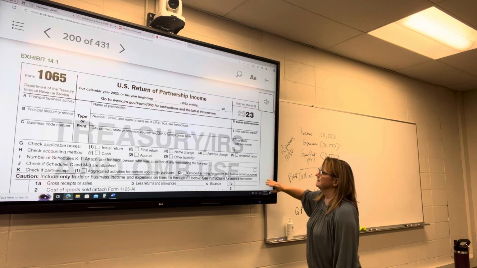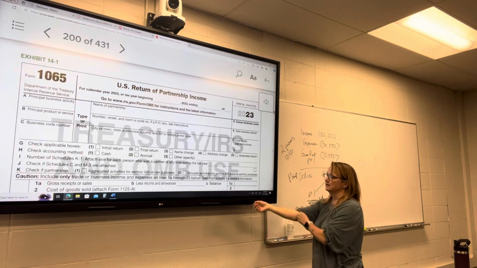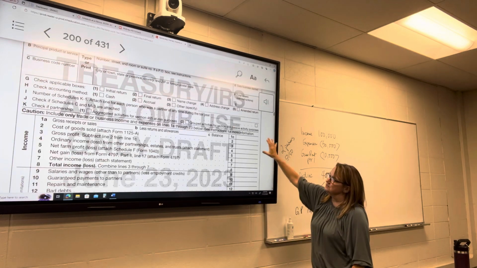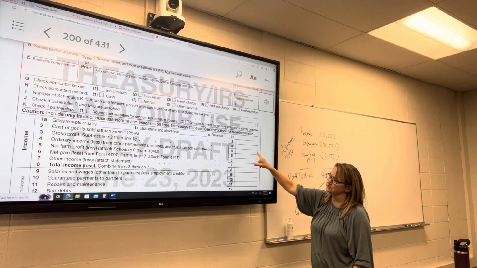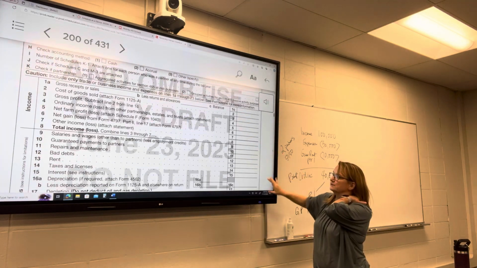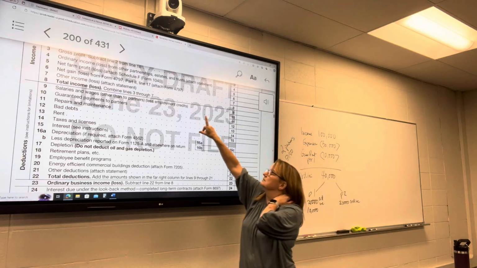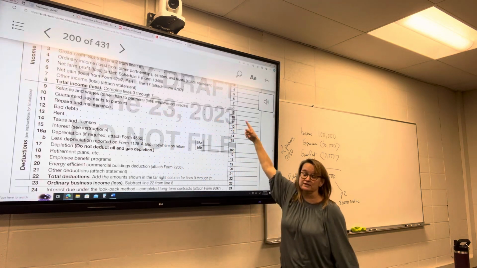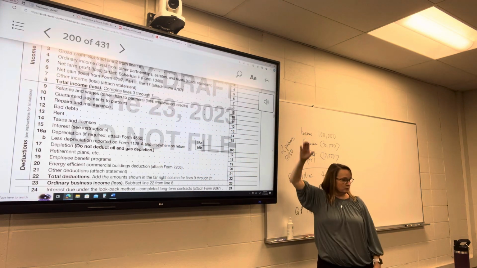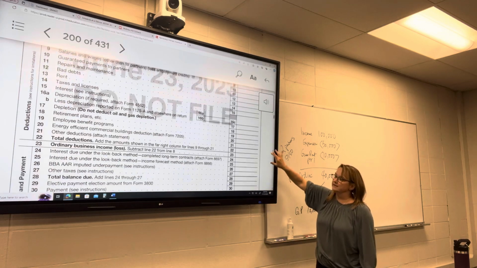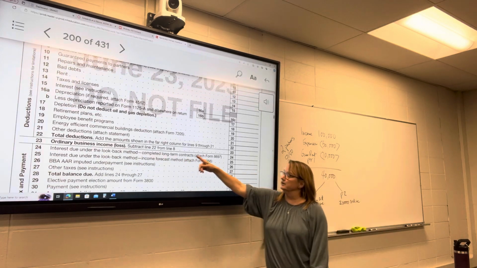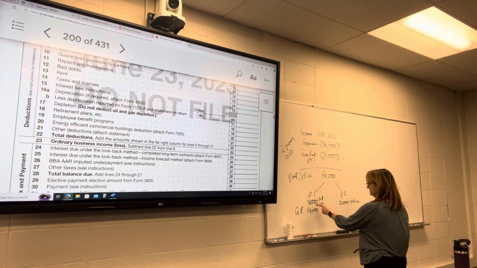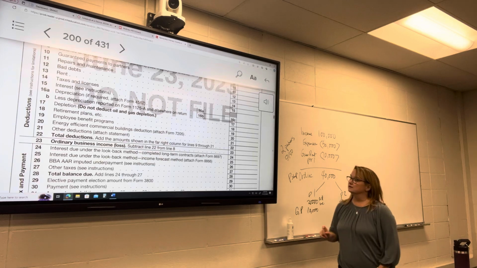This is what the 1065 looks like. I'm not going to go through it line by line, but you'll notice that it's very similar to the Schedule C. So all of our income up here, cost of goods sold, gross profit, total income, all of our deductions, guaranteed payments to partners listed there, that's where it's going to be subtracted in order to calculate what our ordinary income is. Line 23, ordinary income or loss. So this is the amount that's going to get distributed to all the partners. So that would have been this $20,000 here.